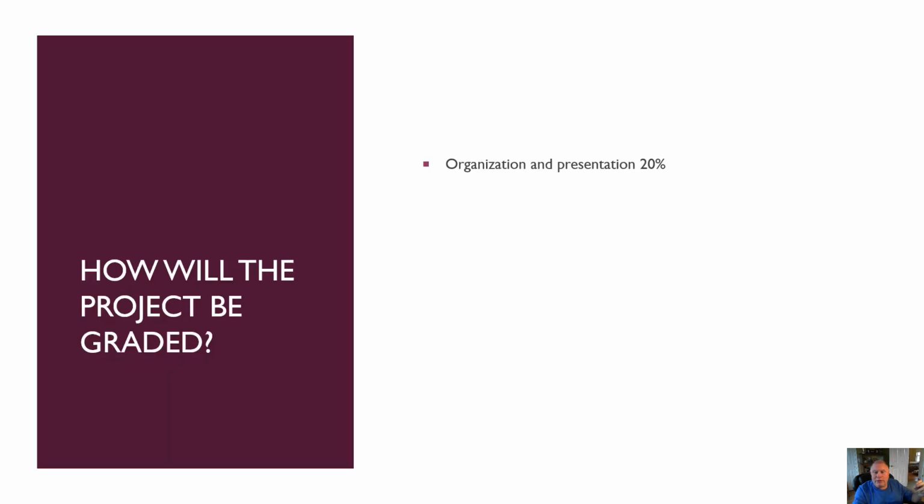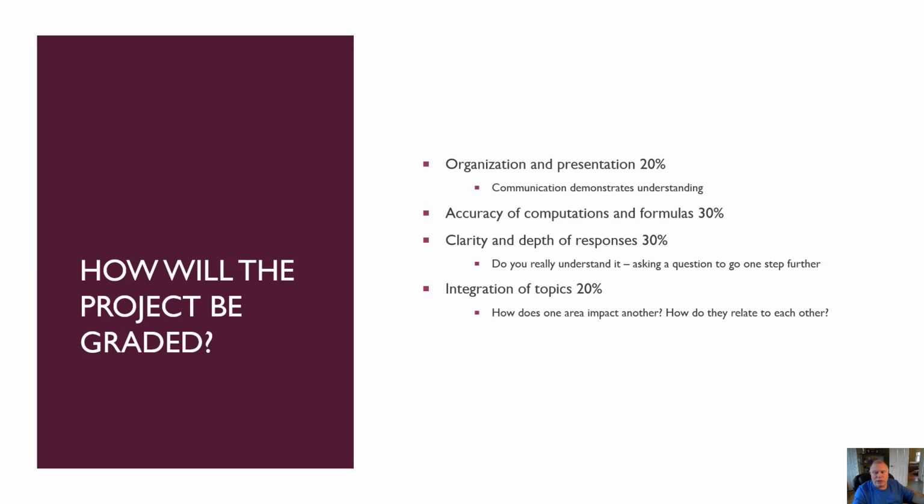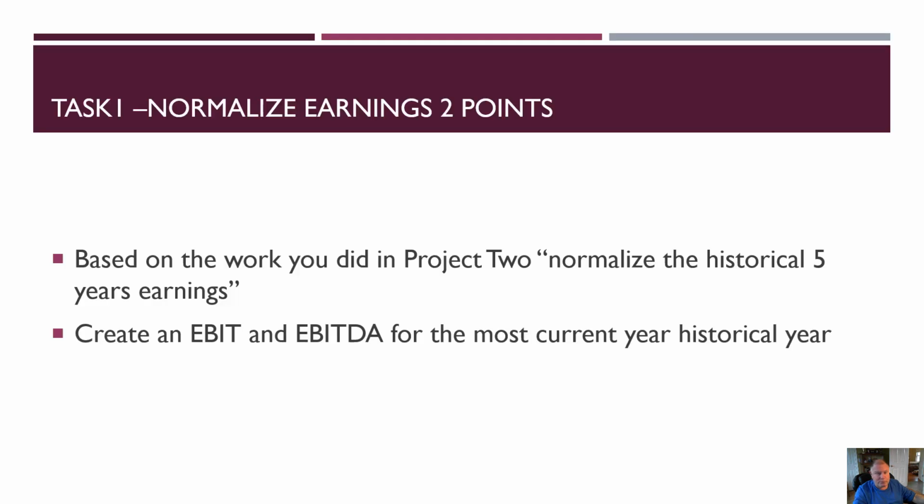How will we grade it? Very similar to the others. Organization and presentation, 20. Accuracy of computations and formulas. Clarity and depth of responses. This is a big one. Do you really understand it? Asking a question to go one step deeper. Then how do you integrate and put everything together is 20. How does one area impact another? How do they relate to each other?